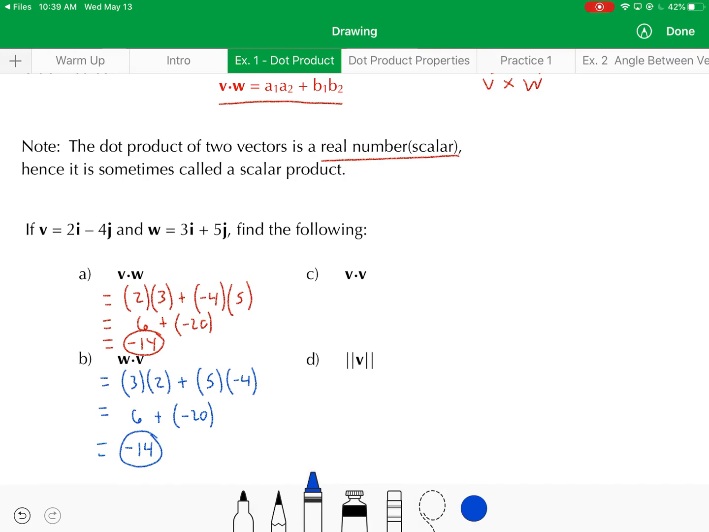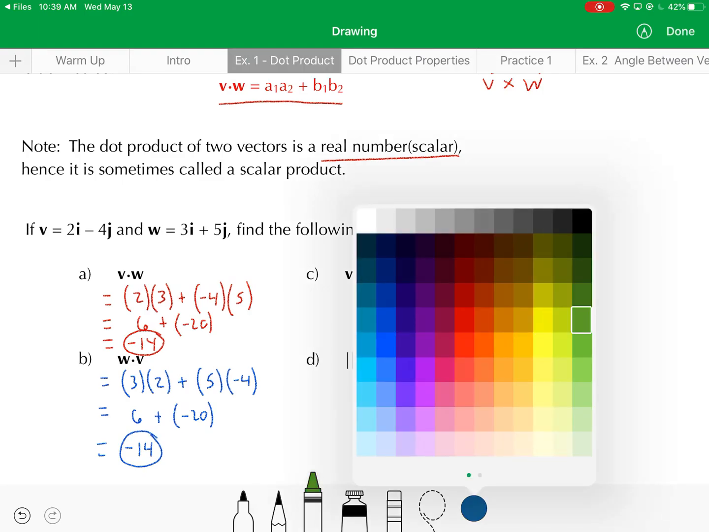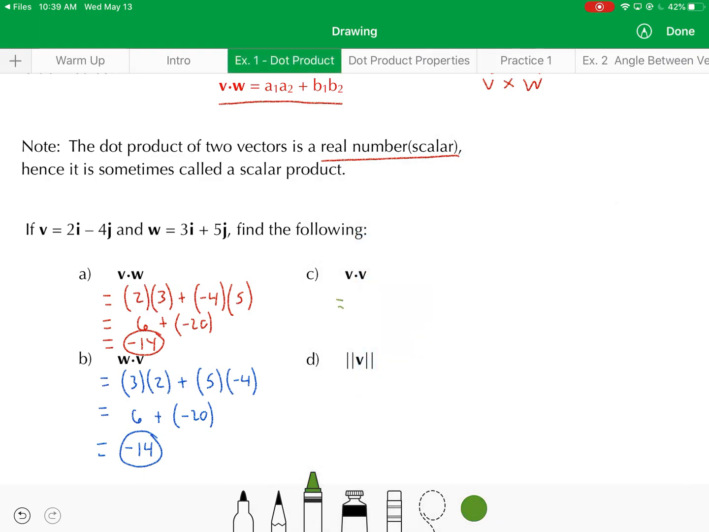Next, let's just find the dot product between a vector v and itself, okay? So this would be equivalent to 2 multiplied by 2 plus negative 4 multiplied by negative 4. So that's 4 plus 16 or 20. Okay.